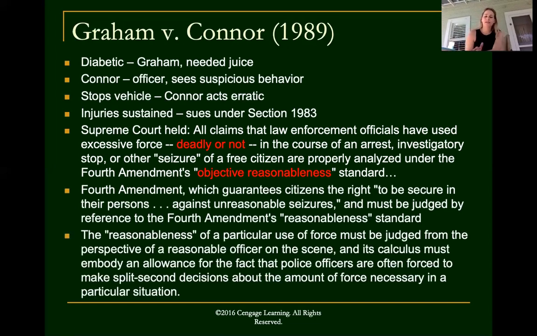So I want you guys to take note from this case that the reasonableness of one's actions depends on what would the typical officer think when faced with those same circumstances, those same dynamics.